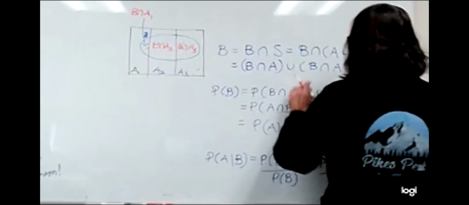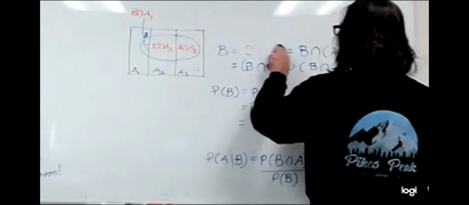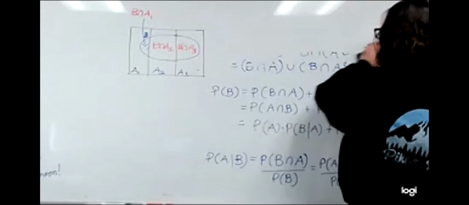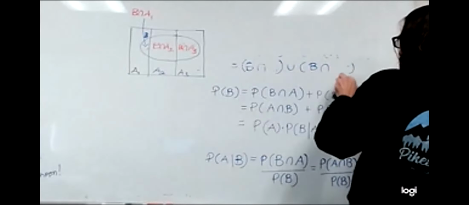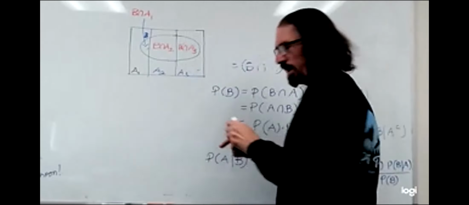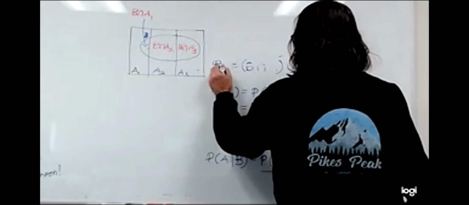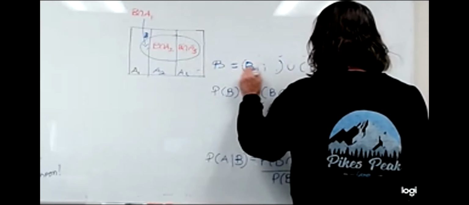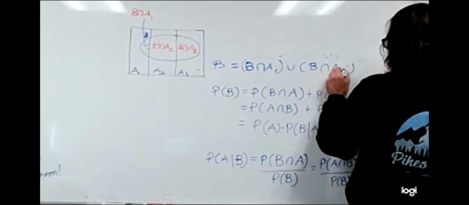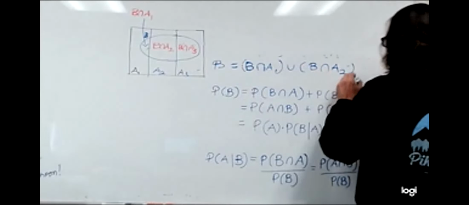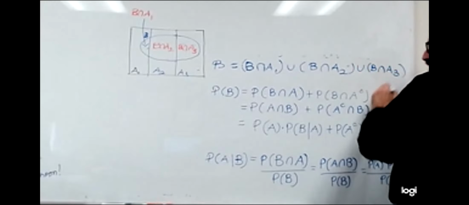So we would have, let me get rid of some of the previous writing here, B would be a disjoint union of B intersected with A sub 1, union B intersected with A sub 2, union B intersected with A sub 3.